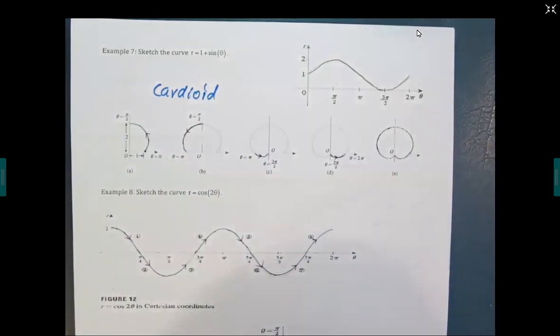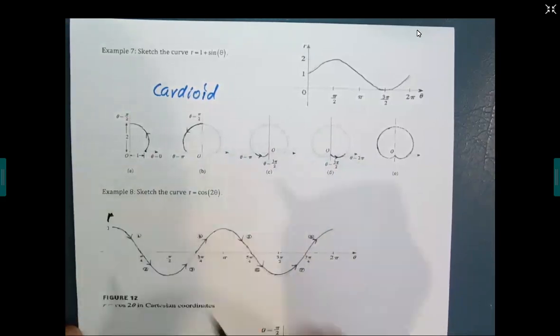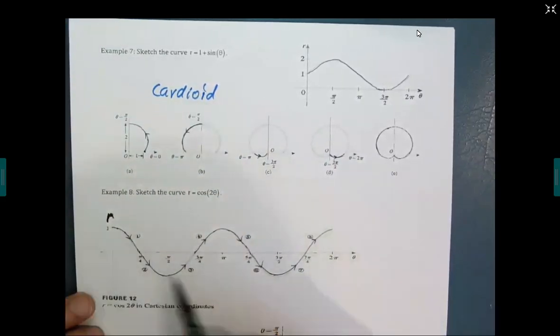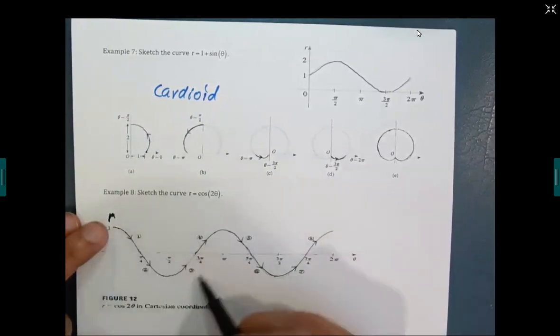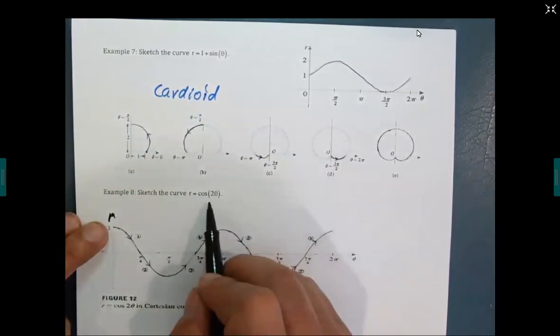All right, so we're going to sketch the curve r equals cosine of 2 theta. Well, if we do an r versus theta, which is what we have here, r versus theta, we get this. And you can see from 0 to 2 pi, we actually end up with 2 full cycles. And that's because of the 2 theta.